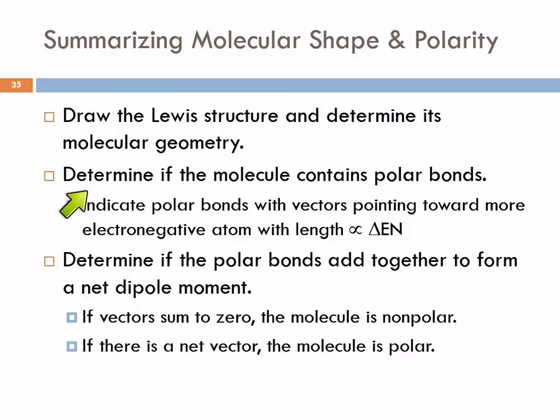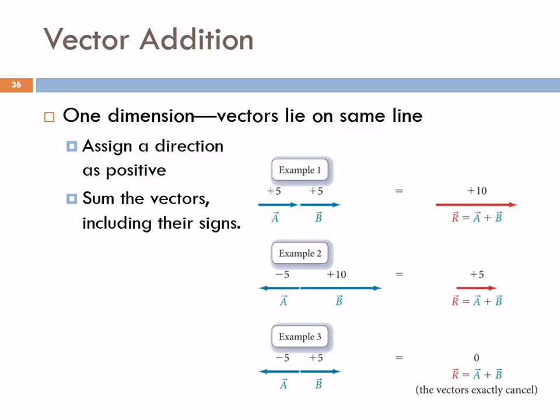So identify any polar bonds, and indicate those with vectors pointing toward the more electronegative atom. Determine if the polar bonds add together. If those vectors add to 0, it's nonpolar. If they do not add to 0, then the molecule is polar. So let's look at vector addition.